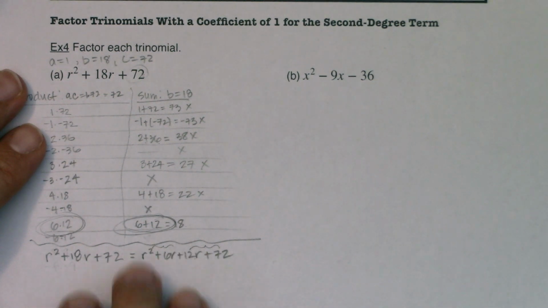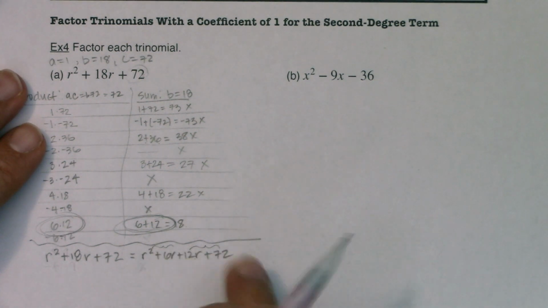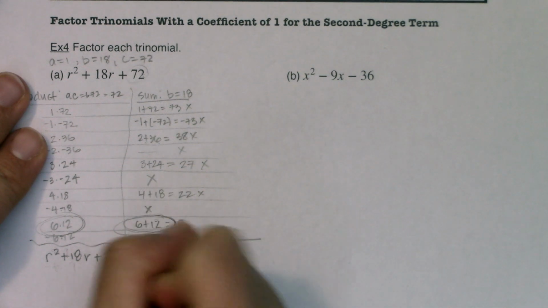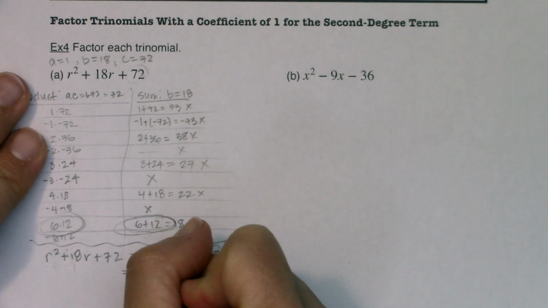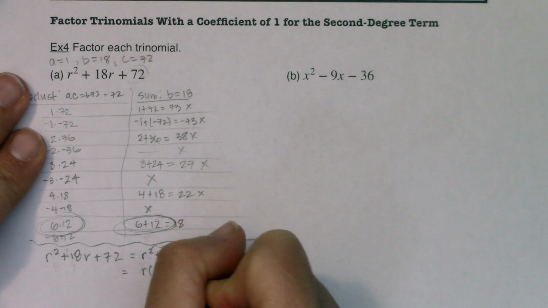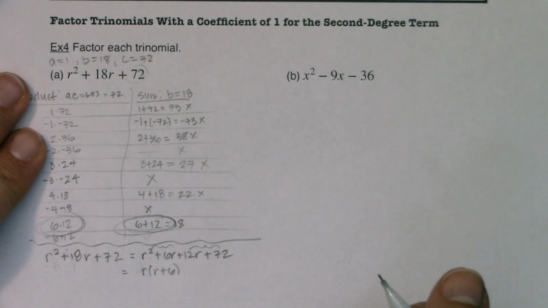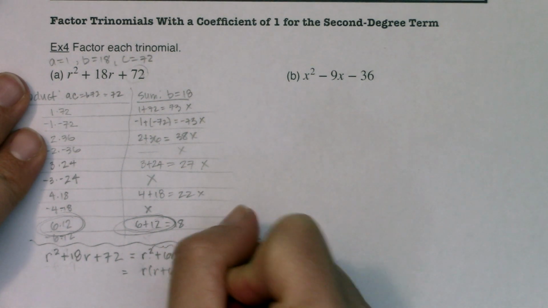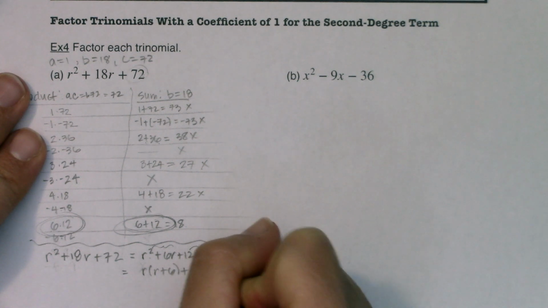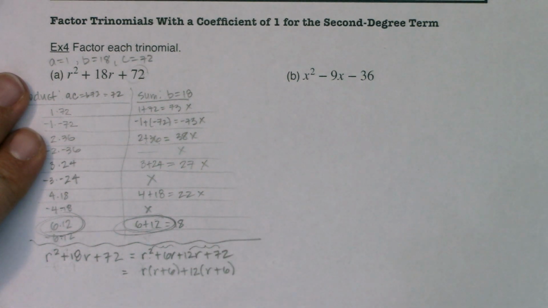And when you're doing this AC method, you can always group the first 2 and the last 2. So here we go. What's common to R squared and 6R? R. If I factor out that GCF, I've got R times R plus 6. What's common to 12R and 72? 12. And I'm left with R plus 6, right? Since these back binomial factors match, I can factor it out, and I am left with R plus 12, right?